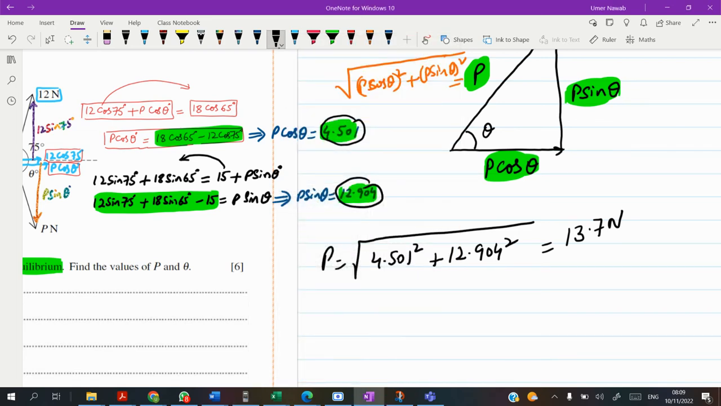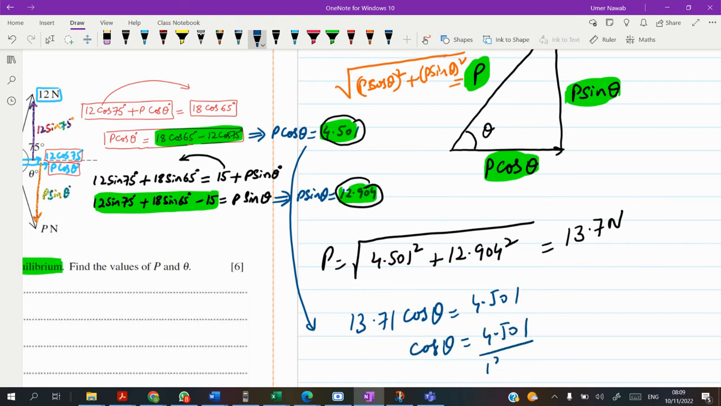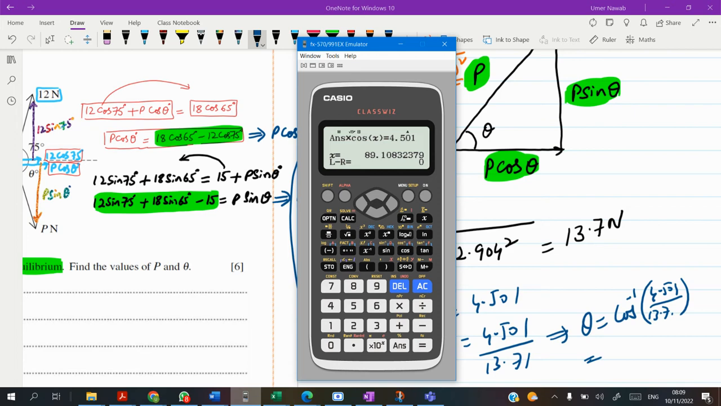But you can do it manually by writing this equation in this way. And this is 13 point, I think that was 71, something like that, four significant figures. P cosine of theta is equal to 4.501. Then cosine of theta is equal to 4.501 divided by 13.71. And then theta is equal to shift cosine of 4.501 over 13.71. So that will give you 89.1.